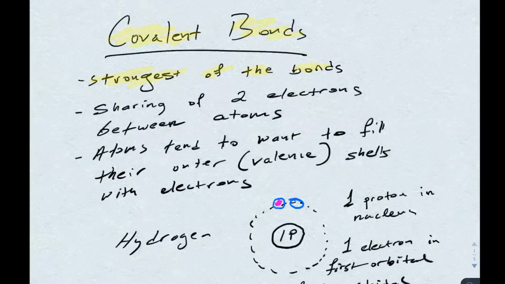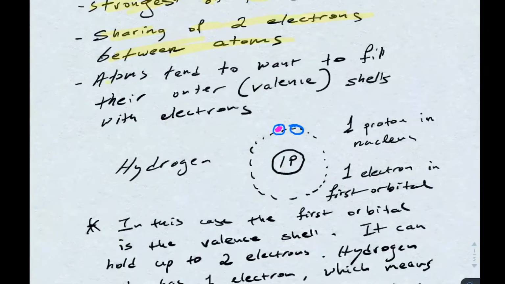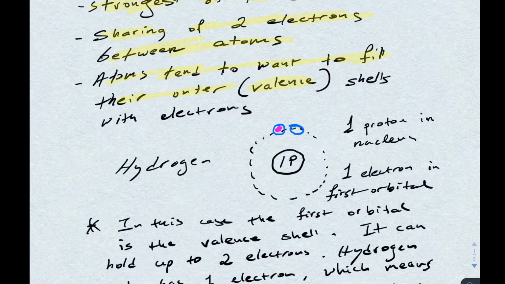It is where sharing of two electrons takes place between atoms. Now, atoms tend to want to fill their outer valence shells. So there are different orbitals in atoms, and the outermost orbital or shell is called the valence shell, and this is where the electrons reside.